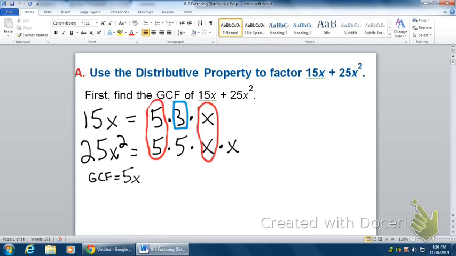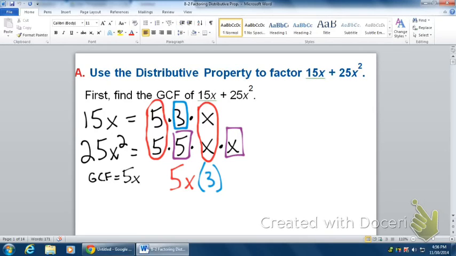So, our greatest common factor is 5x. So essentially, if I multiplied 5x times 3, I get 15x. Is everybody following me? If I distribute that out, that'd give me 15x. Now, let's work with our 25x squared. Let's find our remaining terms. I have a 5 and I have an x.